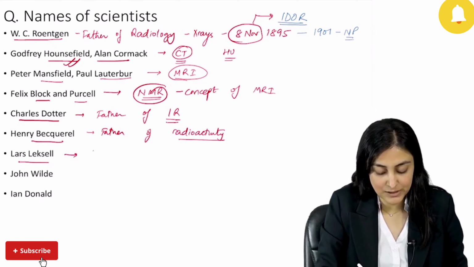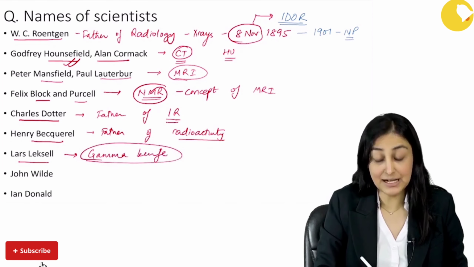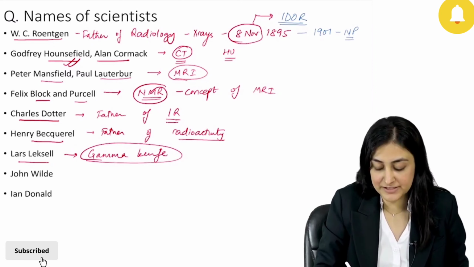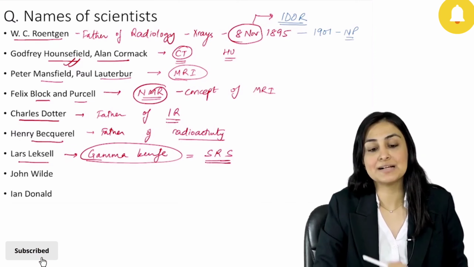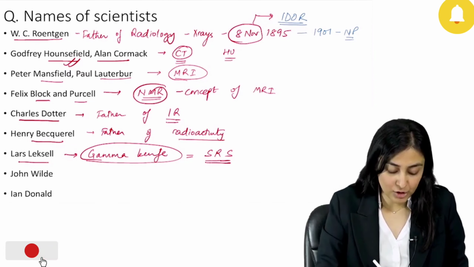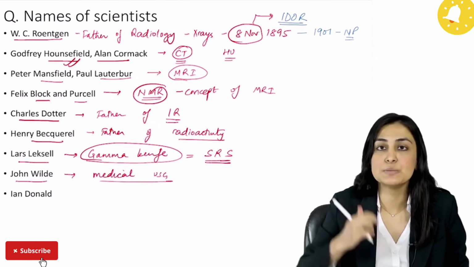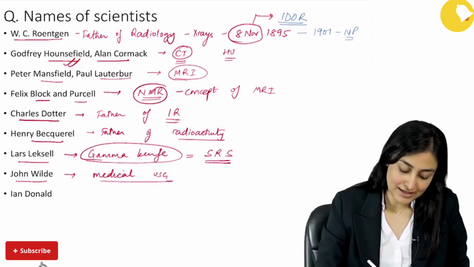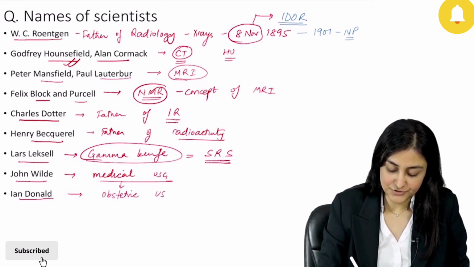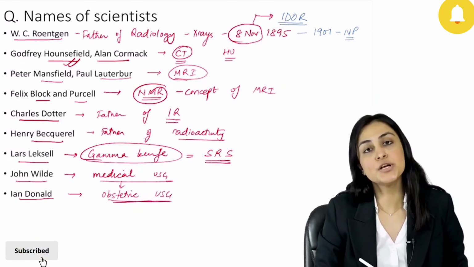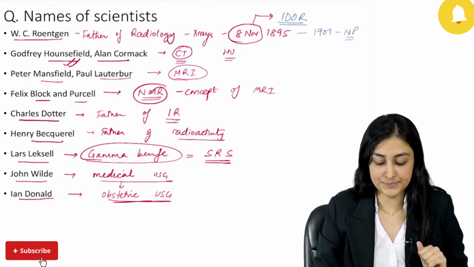Lars Leksell is the one who discovered the technique of gamma knife, and this has very high chances of being asked. Gamma knife is a very important topic which we shall discuss in radiotherapy, and it is also referred to as stereotactic radiosurgery. John Wild is the one who discovered medical ultrasound, and Ian Donald further described obstetric ultrasound scans. So these are all the scientists in a nutshell that you need to know in radiology.